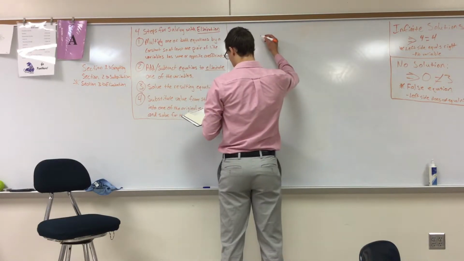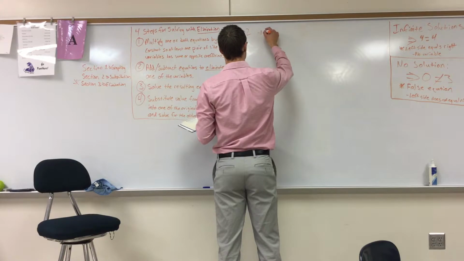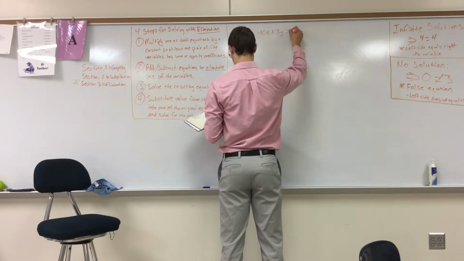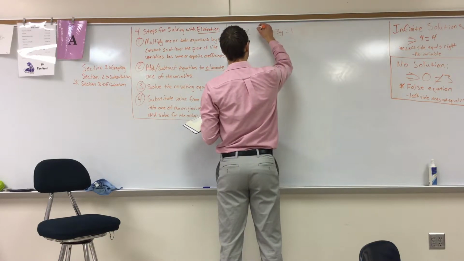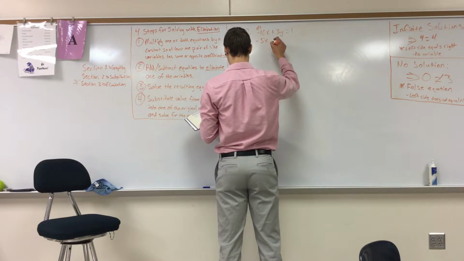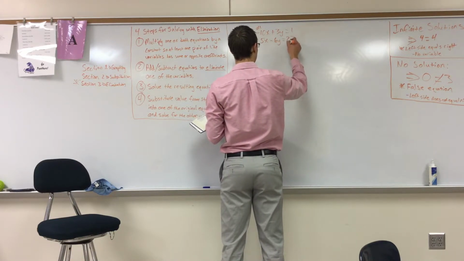So we got one extra step. Here we're actually going to have to perform step 1. So we have negative 10x plus 3y equals 1. That is number 1. And then our number 2 equation is negative 5x minus 6y equals 23.